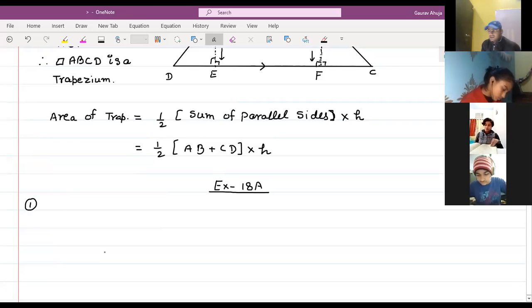Question number one. We have to find the area of a trapezium whose parallel sides are 24 and 20, and the distance between them is 15. Students, listen carefully.